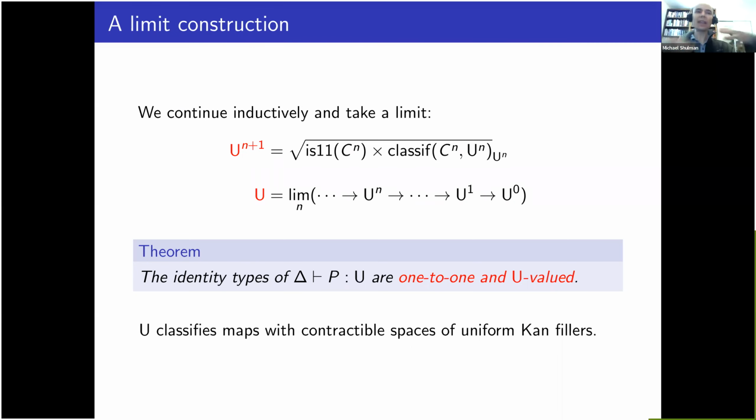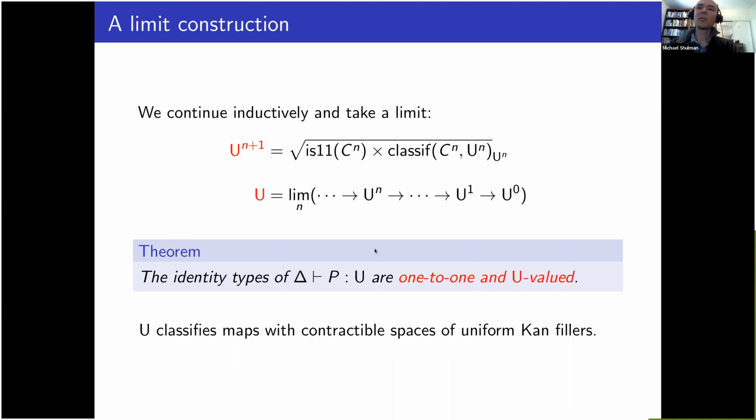And if you compile out what this means semantically, it actually turns out to be very similar to what you get by doing a direct construction of a classifier for having uniform confillings operations, like you do in Orton-Pitts or LOPS way of building universes in cubical sets.